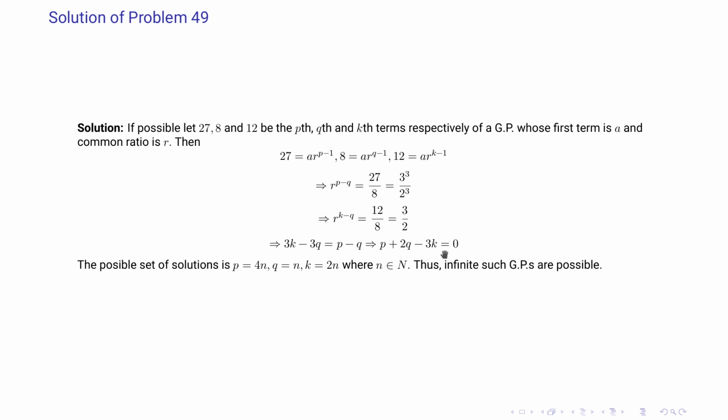Now one of the possible sets of solution is p is equal to 4n, q is equal to n, and k is equal to 2n. If this set of numbers is there, then the terms would be in GP. Now here n belongs to natural numbers, and there are infinite numbers in the natural number set, so infinite GPs are possible.